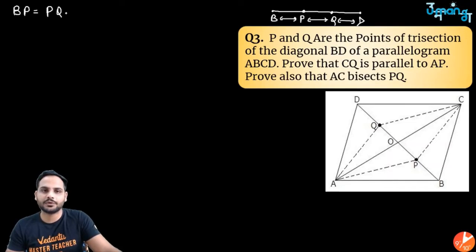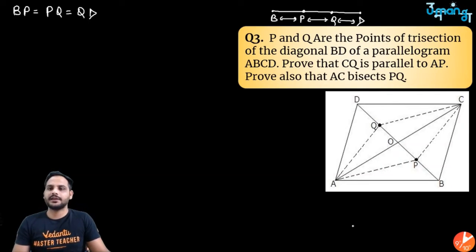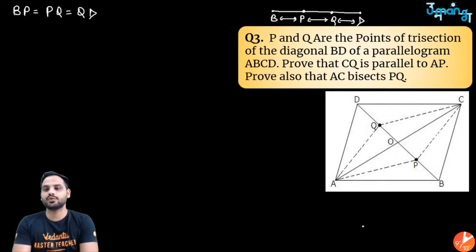BP is equal to PQ is equal to QD. Then prove that ACQ is parallel to AP and AC bisects PQ.